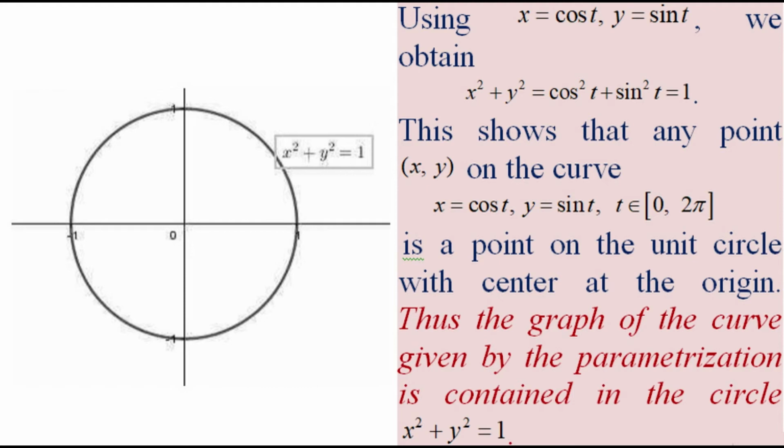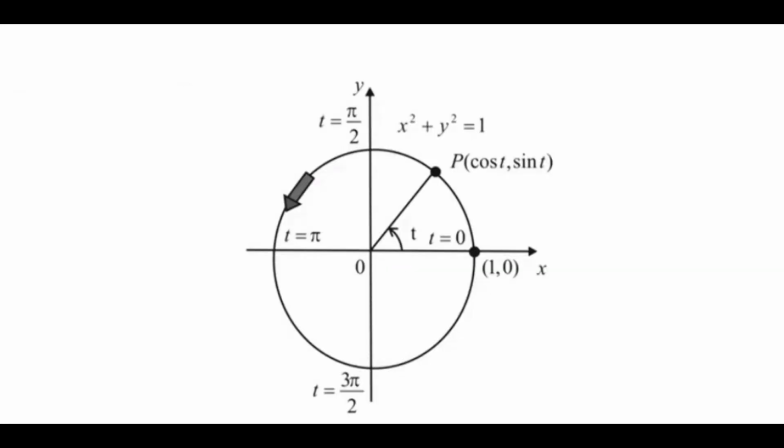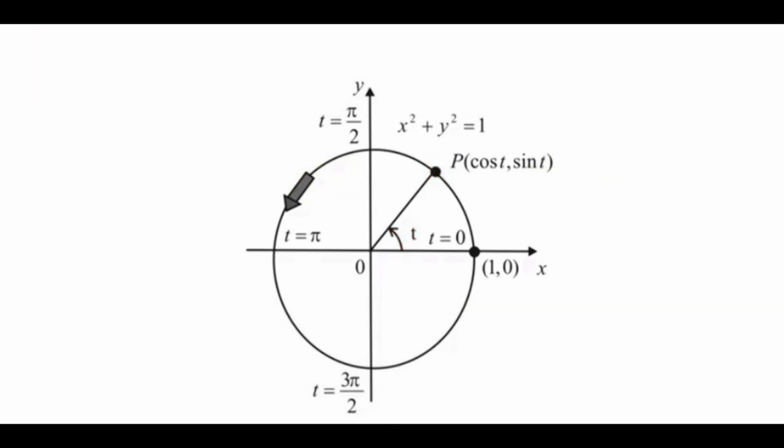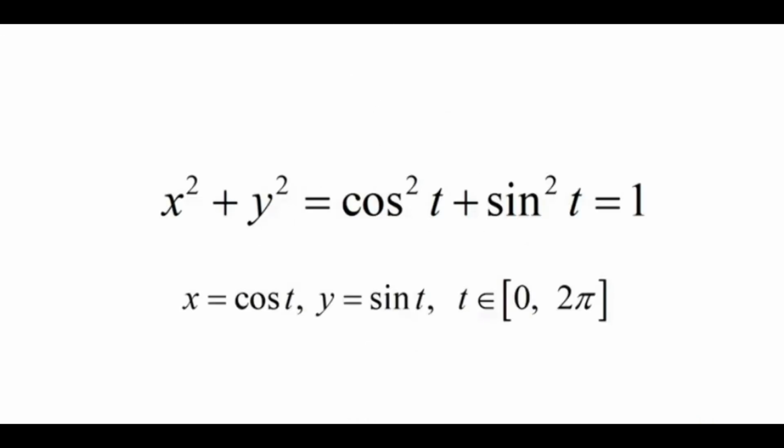Thus, the graph of the curve given by the parameterization is contained in the circle x squared plus y squared is equal to 1. Geometrically, corresponding to the parameter t, there is a point P (cos t, sin t) on the circle such that t is the angle in radian measure swept out in the counterclockwise direction by the radius OP from the positive x-axis. We track the points as t runs from 0 to 2 pi. When t is equal to 0, the point is (cos 0, sin 0), which is equal to (1, 0).